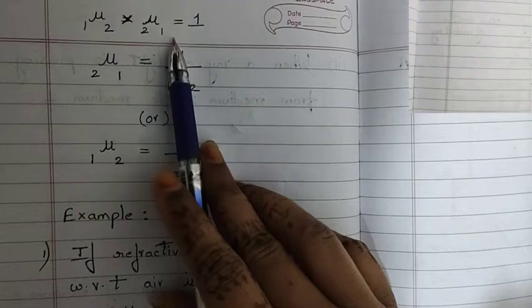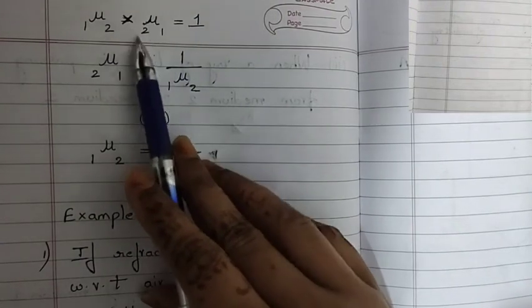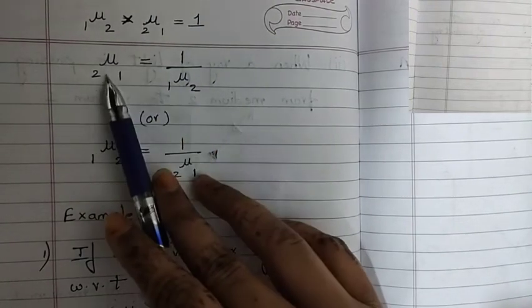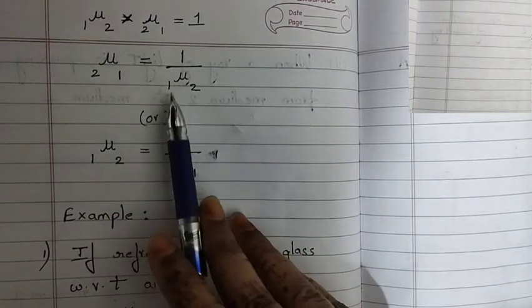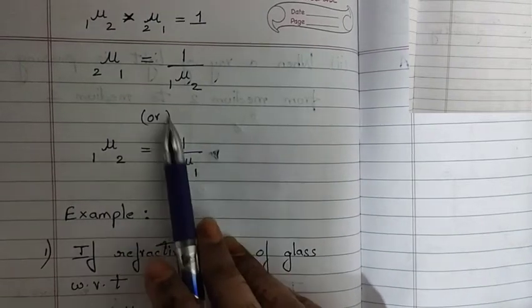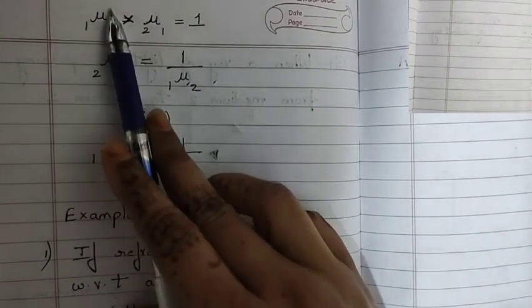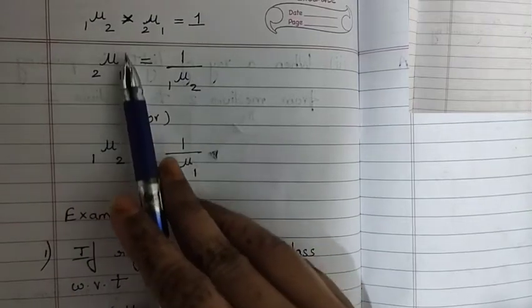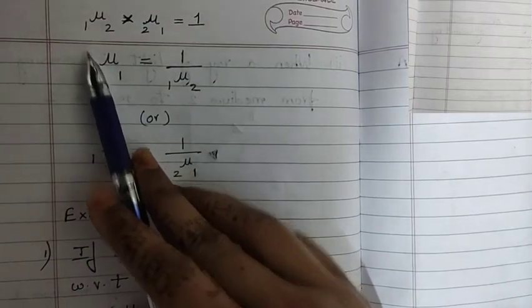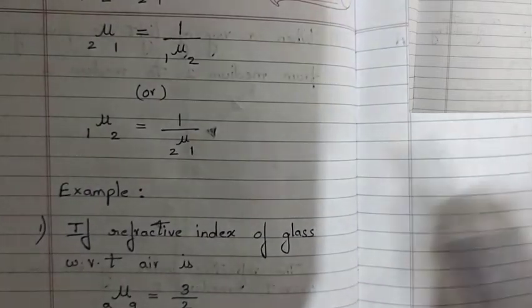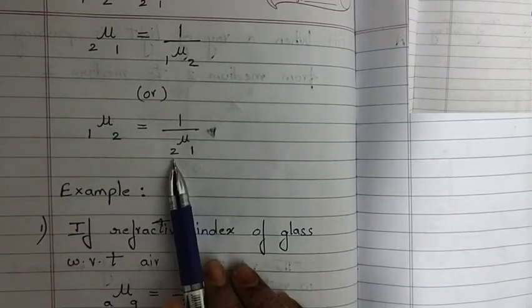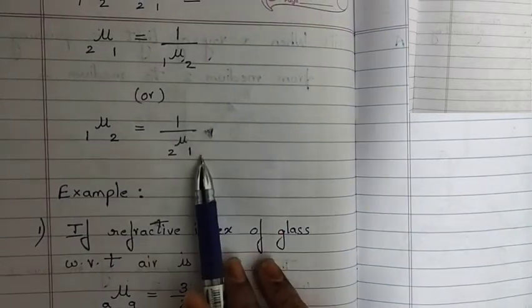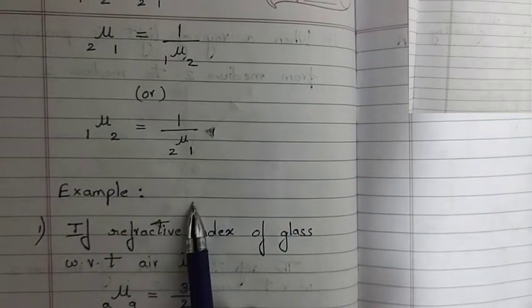Now if I want to derive an equation only for the refractive index of medium 1 with respect to medium 2, then it will be equal to 1 by the refractive index of medium 2 with respect to medium 1. Or suppose I want to derive an equation for only the refractive index of medium 2 with respect to medium 1, then I get 1 by the refractive index of medium 1 with respect to medium 2. When you know both equations, it will be easy for you to solve the examples.